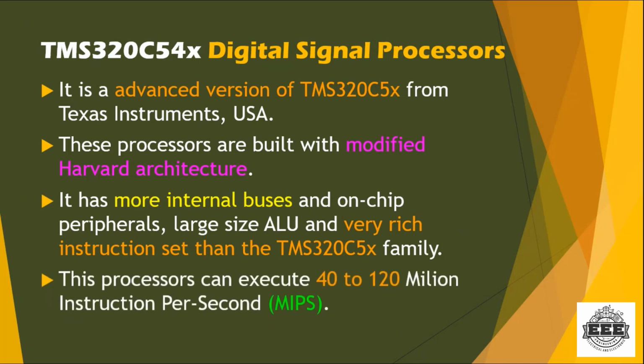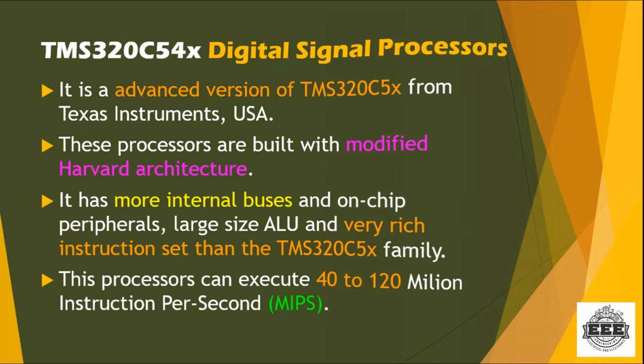This processor can execute 40 to 120 million instructions per second. So in short, we can call it MIPS. So it is a shorter time period.